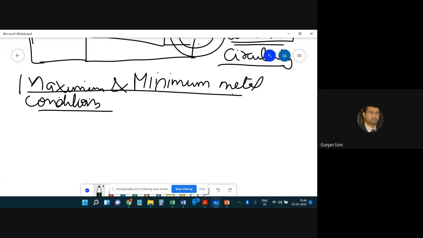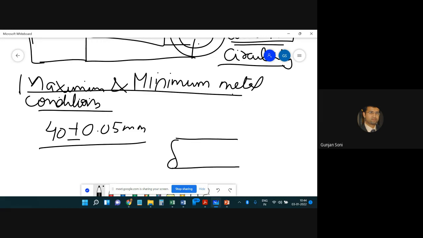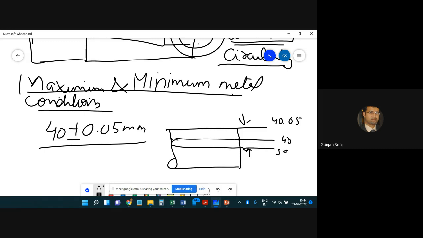Maximum and minimum metal conditions. So let's say we've got a dimension and the tolerance is like this, and let's say this is a shaft. This is the basic size, and this is the tolerance zone, a bit exaggerated. This is 40, 40.05 and 39.95. Okay, and this is your tolerance zone.